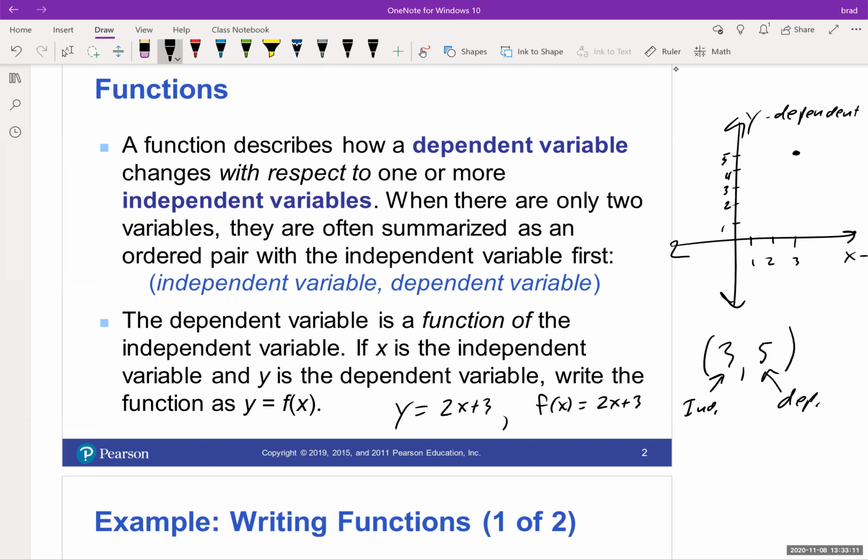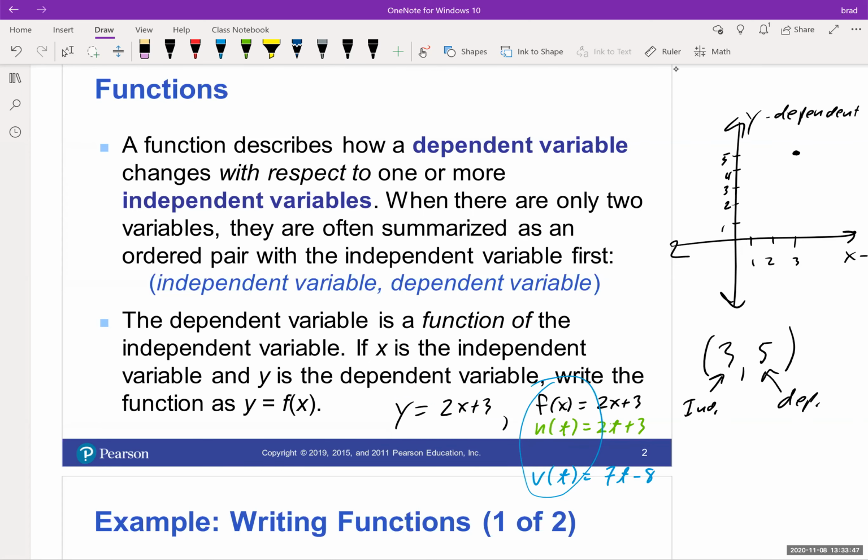F of x allows us to say, well, what if I wanted to do height based on time? Then we could call that, instead of f of x, h of t equals 2t plus 3. What if I wanted to talk about velocity with respect to time? I could say v of t is equal to 7t minus 8 or something like that. So you guys understand that this notation is a little bit better than just y equals, because it allows us to kind of describe what we're working with.